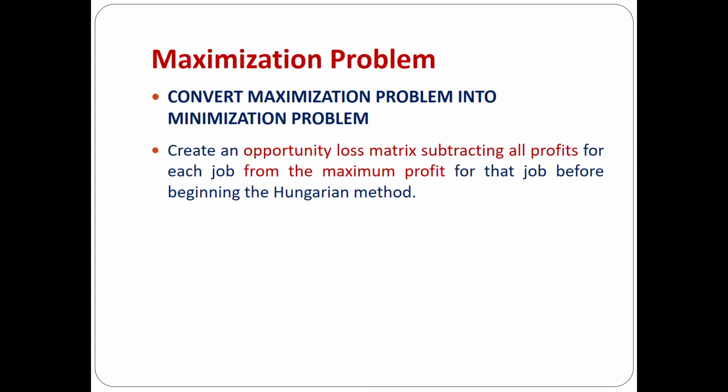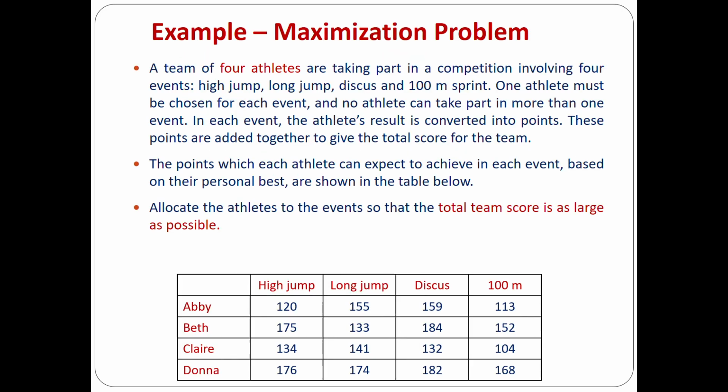We all know that the Hungarian algorithm works only if the matrix is a cost matrix. A maximization assignment problem can be converted into a minimization problem by creating an opportunity loss matrix, by subtracting all profits for each job from the maximum profit for that job. Then we can convert the maximization problem into a minimization problem, and start the normal Hungarian method of solving the assignment problem. Let me show an example.